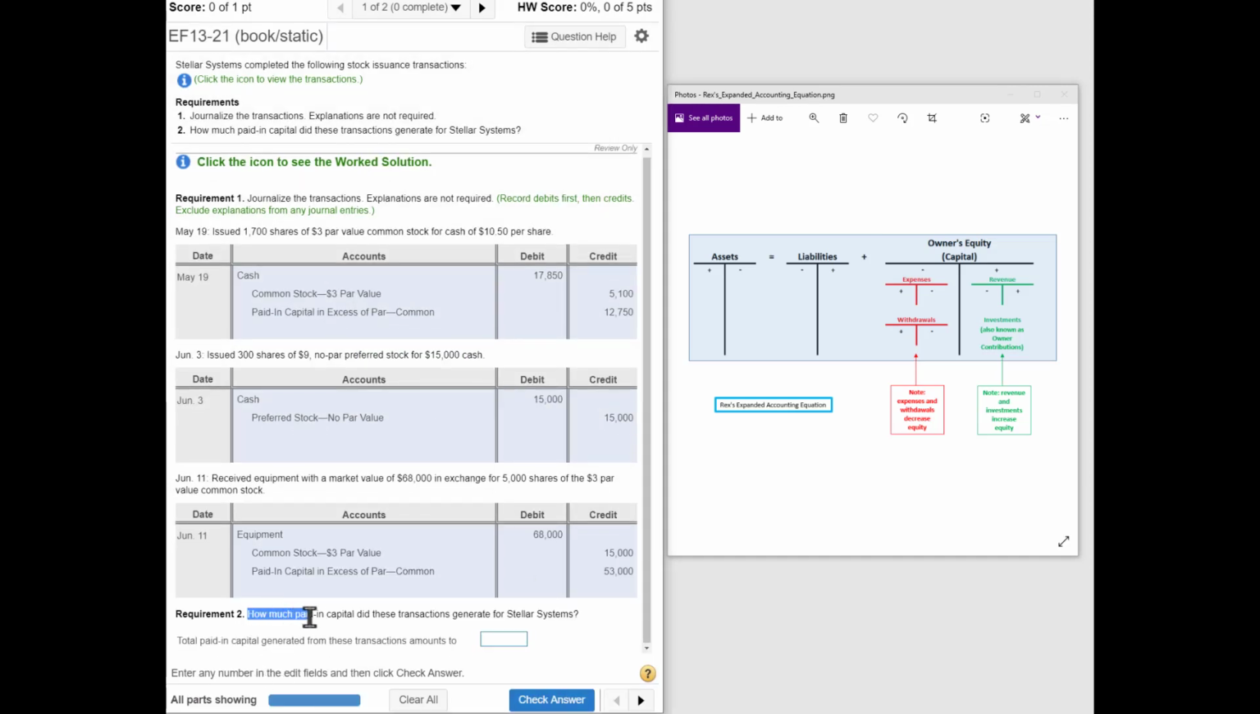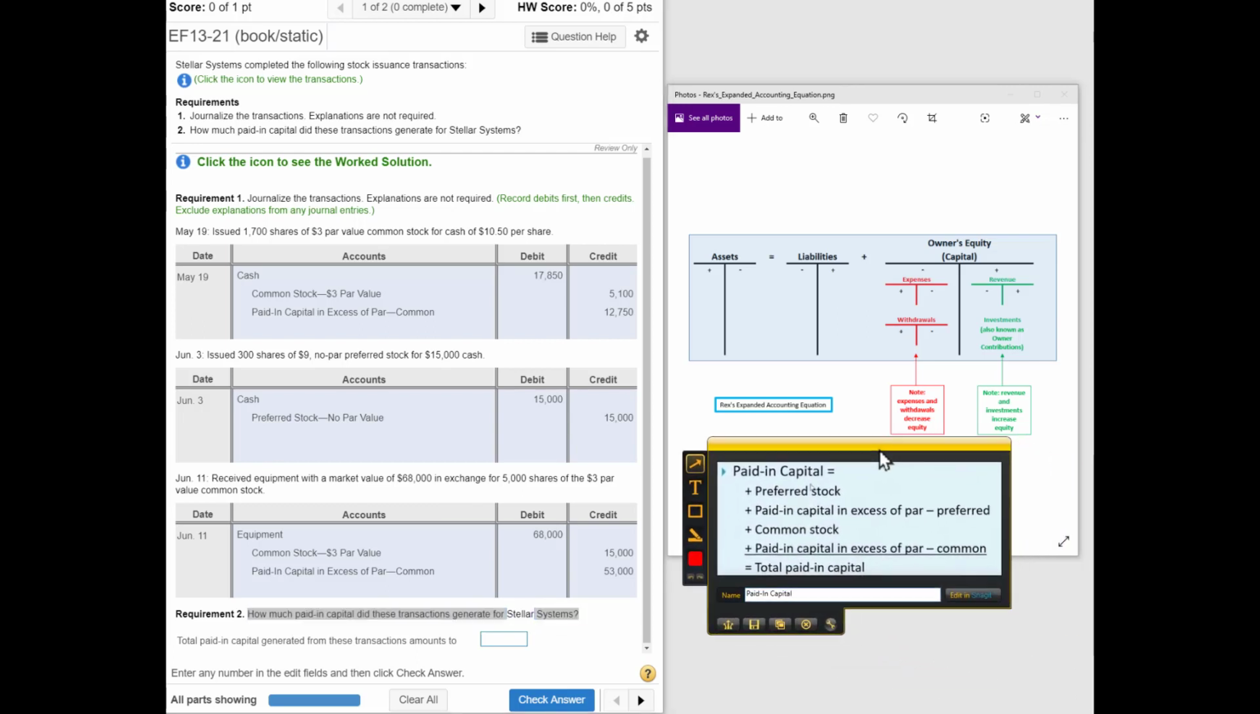Requirement 2, how much paid in capital did these transactions generate for Stellar Systems? So let's review what paid in capital is. Paid in capital is preferred stock plus paid in capital in excess of par for the preferred stock, plus common stock, plus paid in capital in excess of par on the common stock.